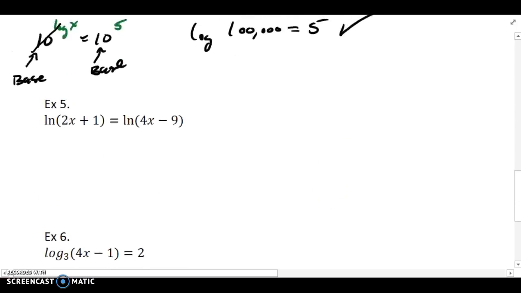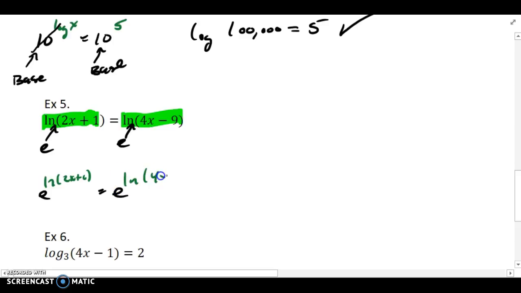Example 5, same thing. ln is a base e. Okay, so the invisible e. Okay, so we're going to put our e's in, and then what is here and here is going to become an exponent. So it's ln 2x plus 1, and then ln 4x minus 9.